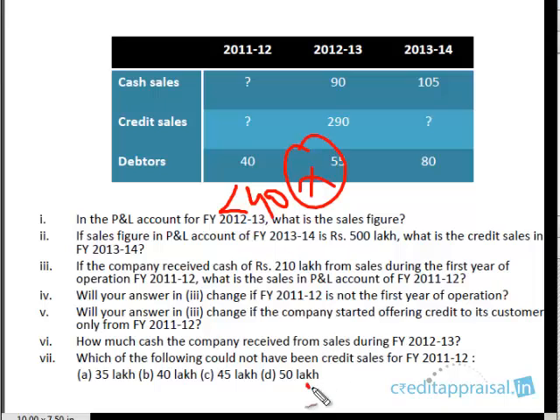So this is possible, even this is possible, right? But this is not possible. So which of this could not have been the credit sales for 11/12, that is 35 lakhs, right? So please go through this small exercise, these 7 questions once again. Hope you have answered most of them correctly. Even if you have not answered some of them correctly, that's all right. You'll get the concept as we go along. This is a small exercise, right?